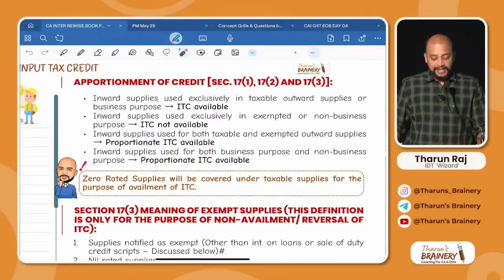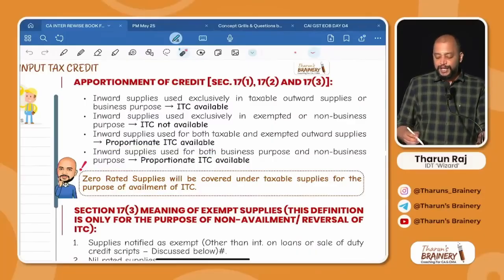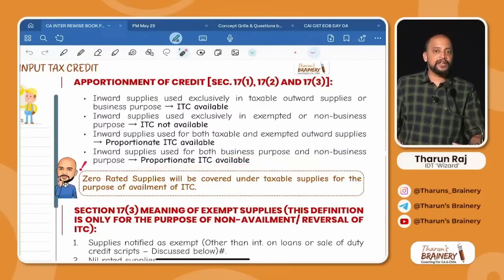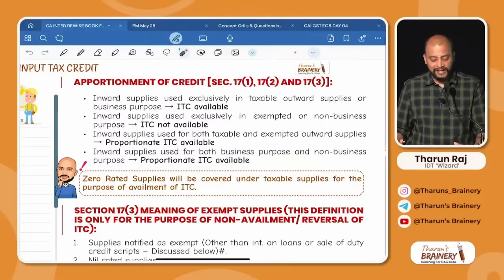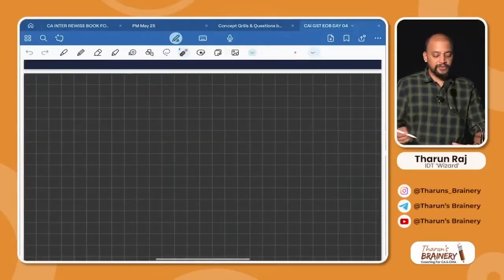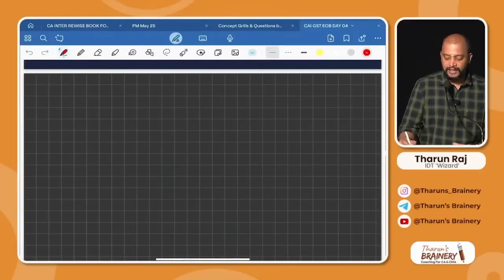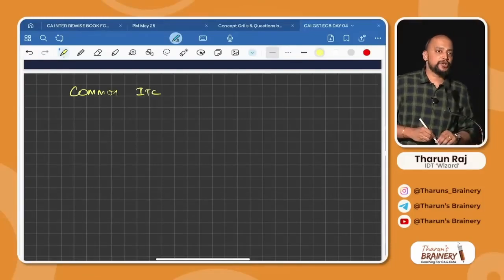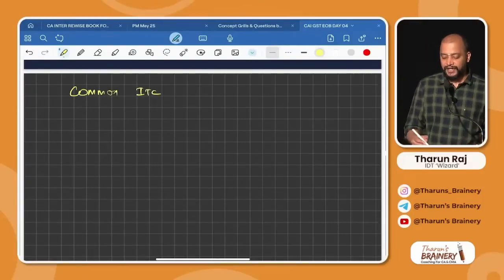Proportionate ITC. Same way, when inward supply is used for both business and non-business purpose, then also proportionate ITC is available. Okay. And what is this proportionate ITC? How we will take this proportionate ITC? Simple. We have common ITC. Common ITC means with respect to both taxable and exempted we are using.